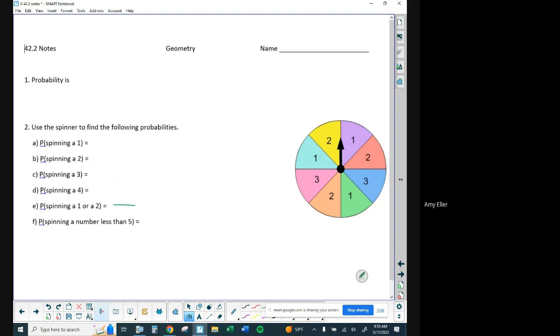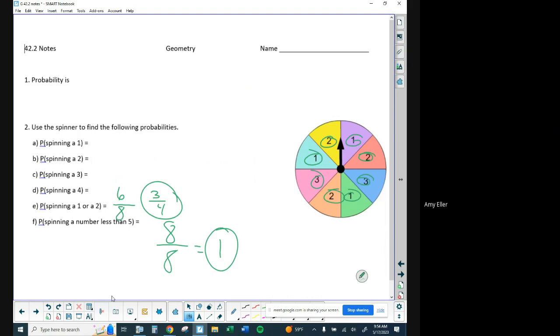E, spinning a 1 or a 2. That's a 1 or 2, that's a 1 or 2. There are 6 numbers that fit that out of the total of 8 still. Those are both divisible by 2, so 3/4. Letter F, spinning a number less than 5. There's 8 of them that are less than 5. Out of 8, does that simplify to what, Savannah? 1. Good.